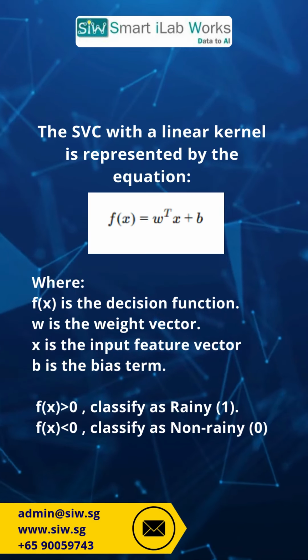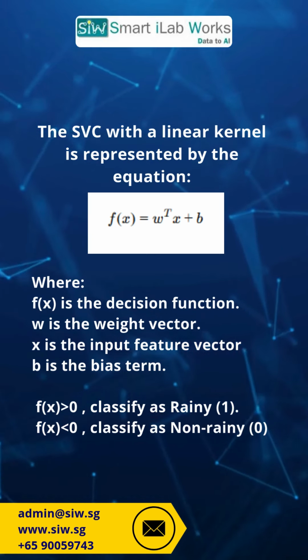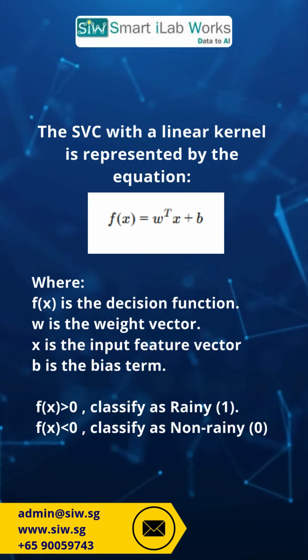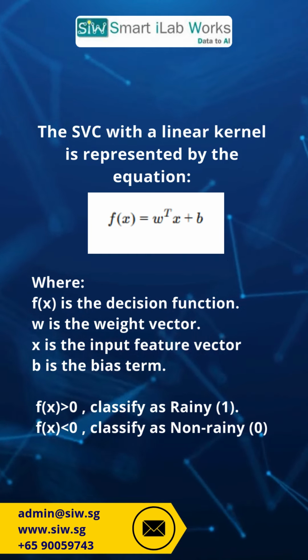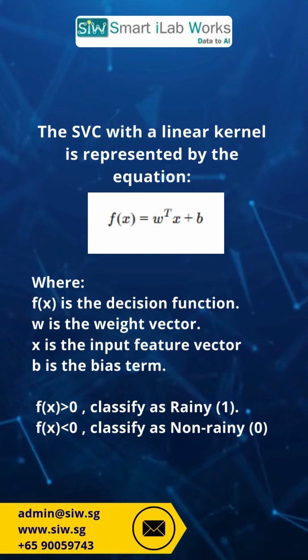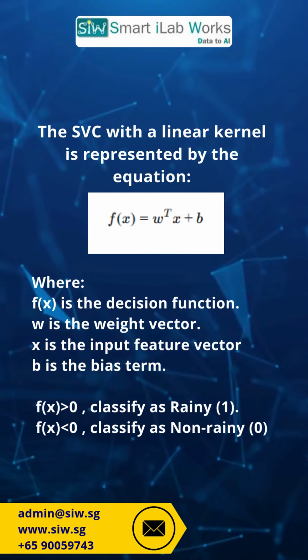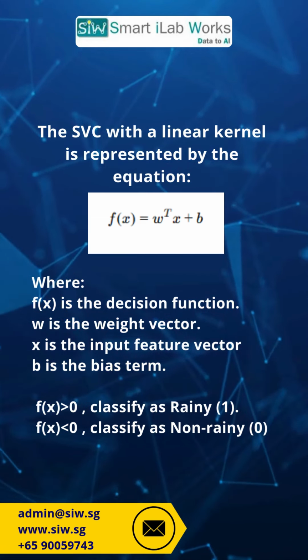The SVC with a linear kernel is represented by the equation. The SVC model classifies observations based on the sign of f(x). The model predicts rainy for positive values and non-rainy for negative values of f(x).